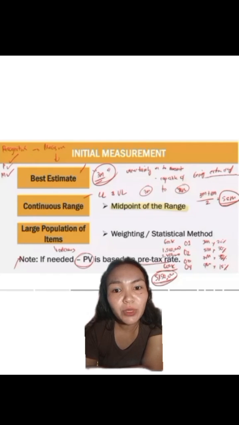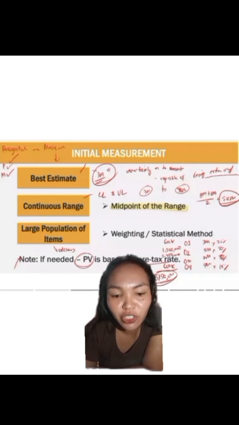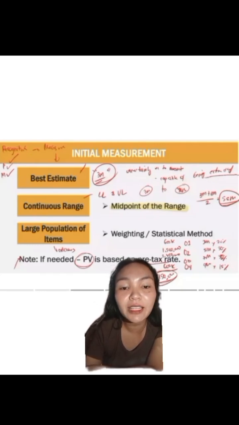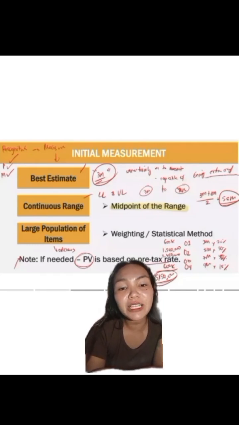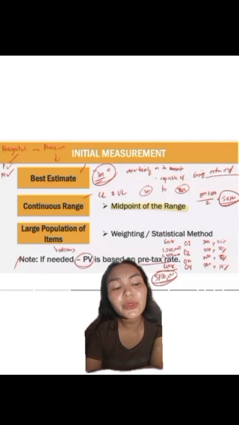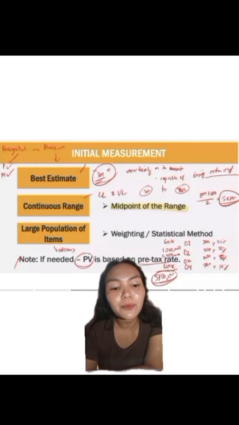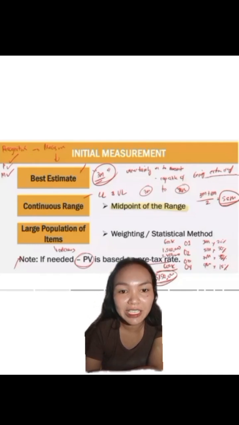Next, we measure it by continuous range. There is a continuous range if there is a lower limit and an upper limit amount. So for example, the liability will be 3 million to 8 million pesos. So there is a lower and upper limit. You will measure it with the midpoint of the range. So you have 3 million plus 8 million and you divide it by 2. So the midpoint is 5.5 million.